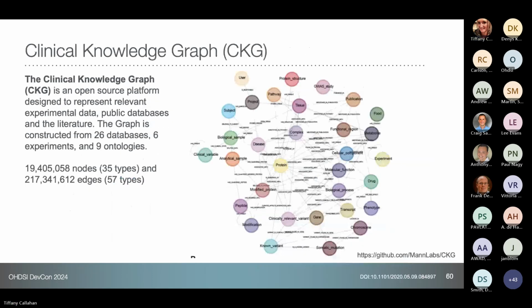An example of a hybrid graph is the clinical knowledge graph. The clinical knowledge graph is an open source platform designed to represent relevant experimental data, public databases, and the literature, and it's constructed from over 26 databases, 6 experiments, and 9 ontologies.